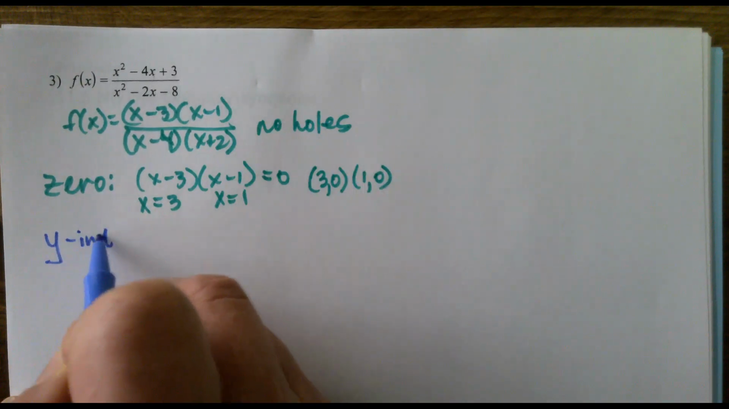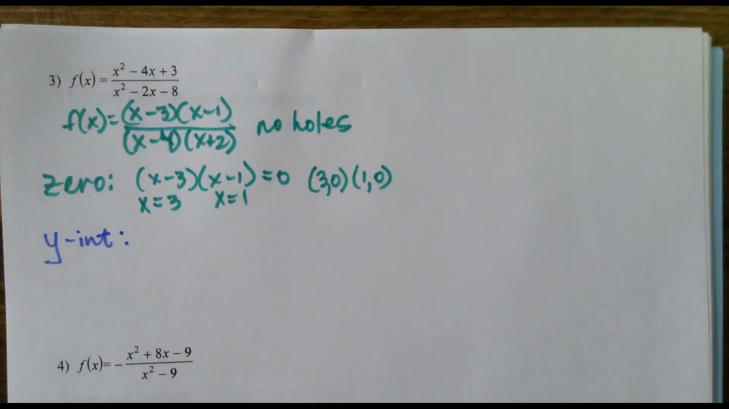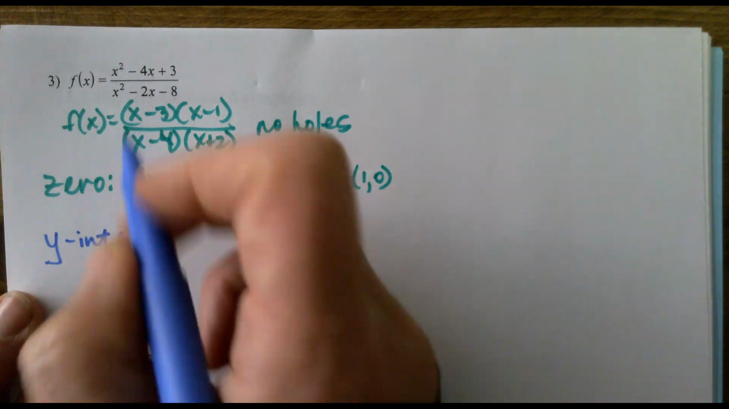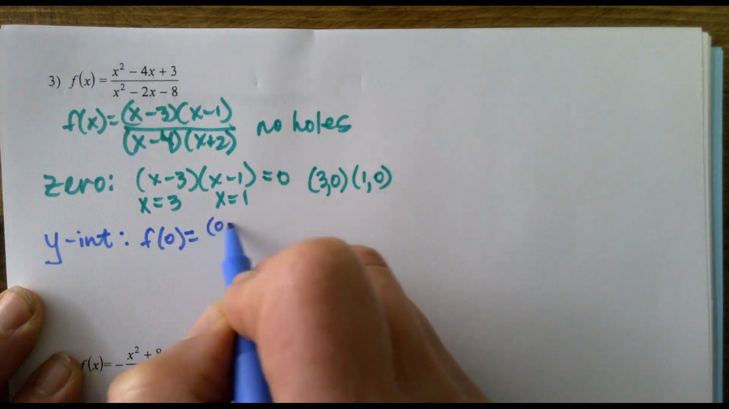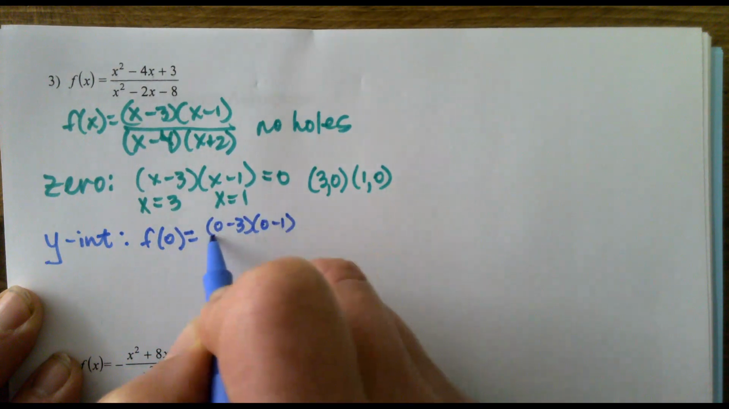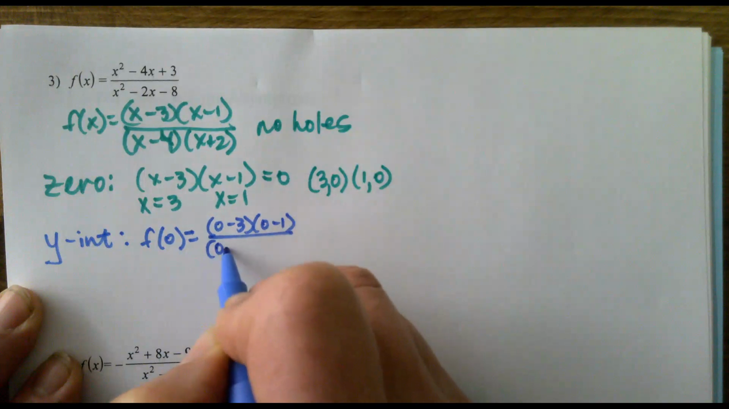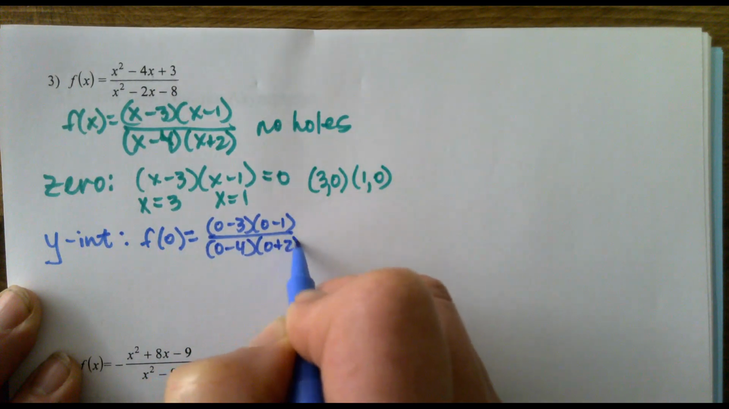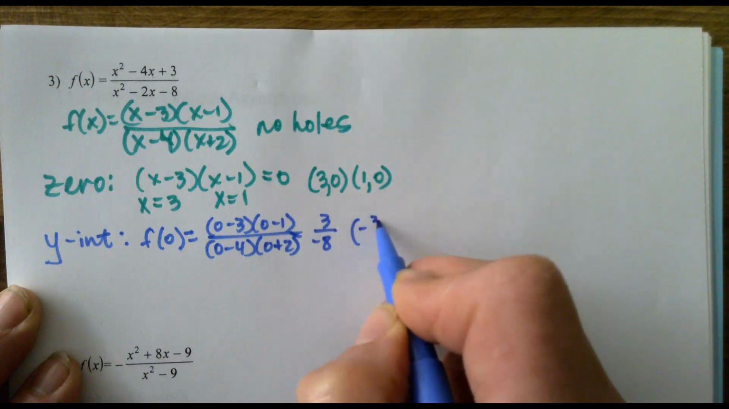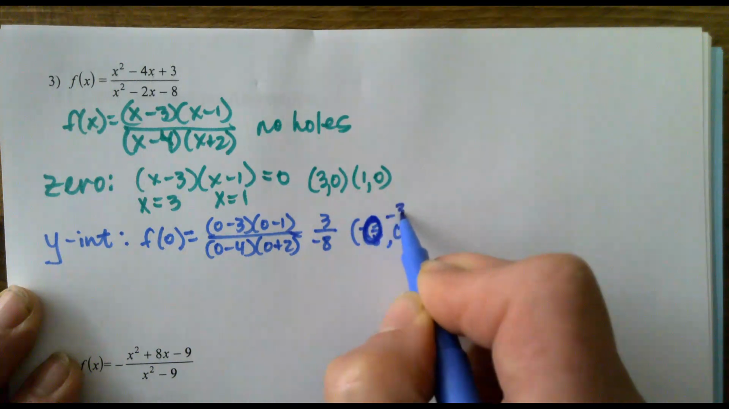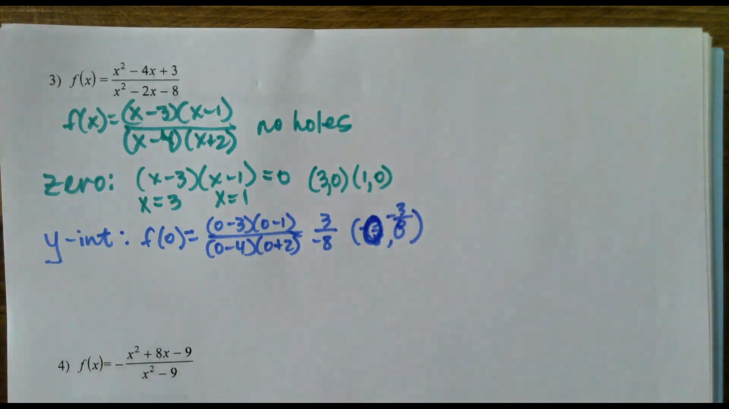Y-intercept. How do I do that one? F of 0. So that means f of 0 is 0 minus 3 times 0 minus 1 over 0 minus 4 times 0 plus 2. Looks like I get 3 over negative 8. So that's at negative 3/8. Nope, it's at 0, negative 3/8.